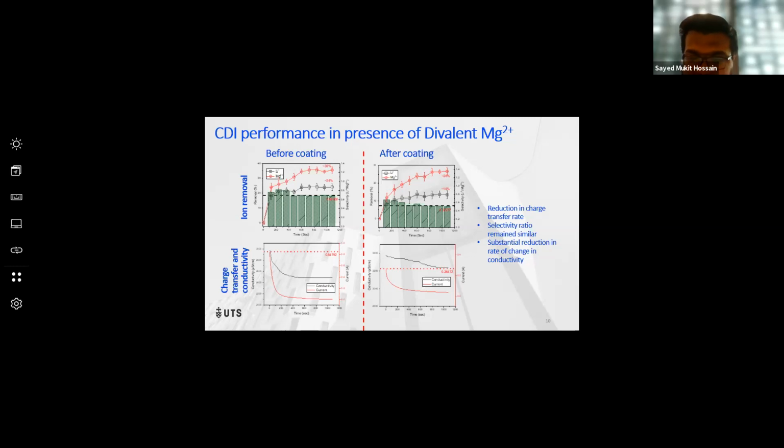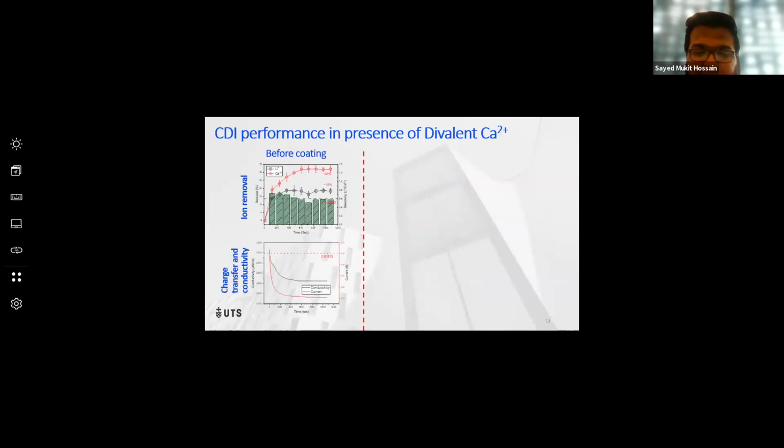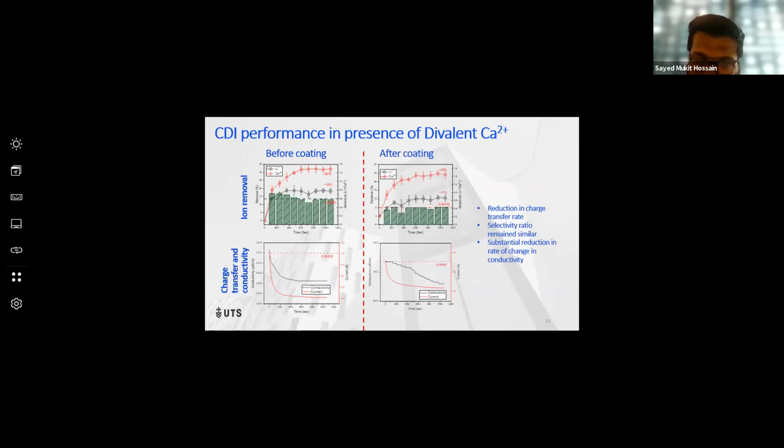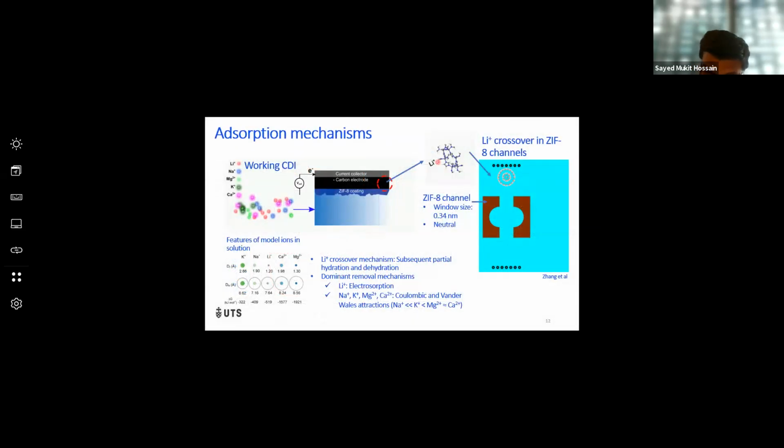But the removal decreased. As you can see, the magnesium removal is now 20%, 26%, and the lithium removal is 14%. And the conductivity reduction reduced, and the current flow reduced. The same phenomenon happened with calcium. We didn't see much selectivity improvement after the ZIF-8 coating. Now if I talk about the mechanism, what happened? In all the cases, we have seen a decrease in the charge transfer, which gave us some idea about the mechanism.